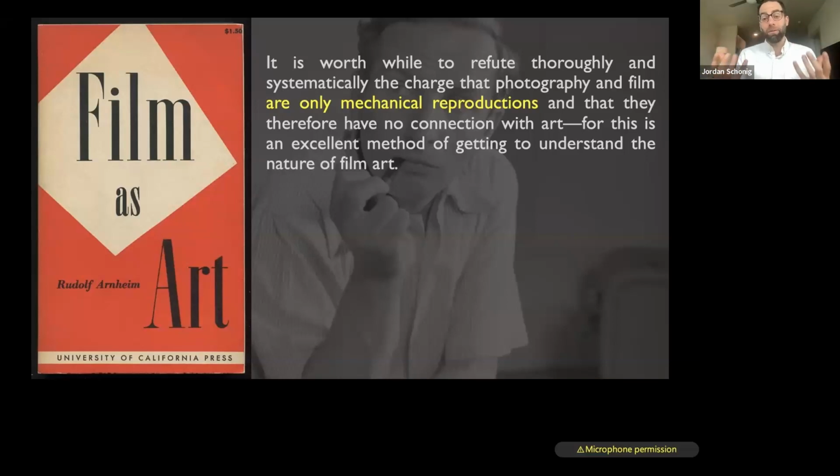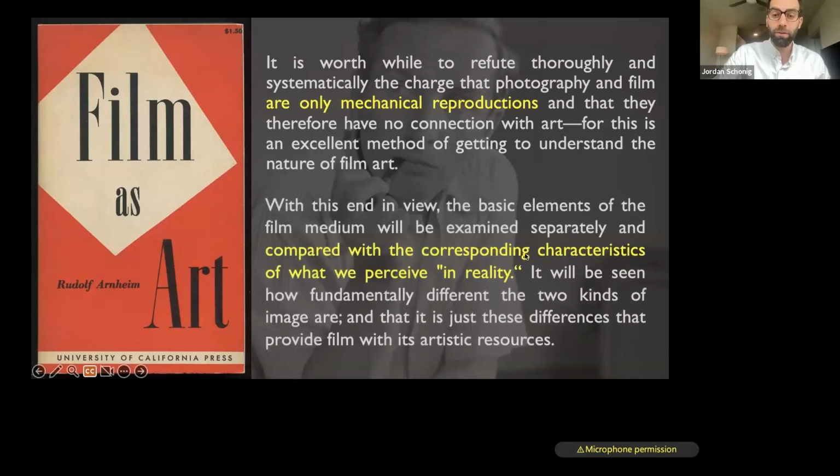Like, we already have this medium of theater in which you have stage actors performing a fictional scenario. Film is simply taking that and putting it on a screen. It's not doing anything different. Arnheim is responding to that kind of accusation. And he continues, he says, with this in view, the basic elements of film, the film medium, will be examined separately and compared with the corresponding characteristics of what we perceive in reality. It will be seen how fundamentally different the two kinds of image are, and that it is just these differences that provide film with its artistic resources.